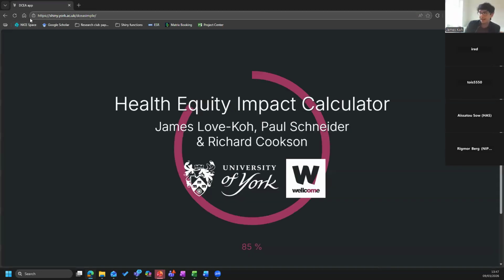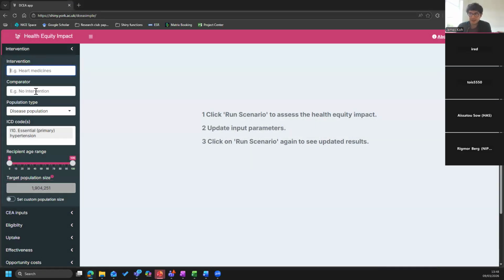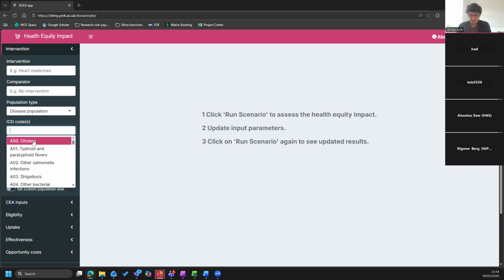It's a Shiny app where you can produce DCA evidence. You'd start off by defining your disease population. Here we can type sickle cell, and it uses data, very outdated data I should say, from England hospital data from nearly 15 years ago now, 2011, 2012. But it's a proof of concept kind of study.